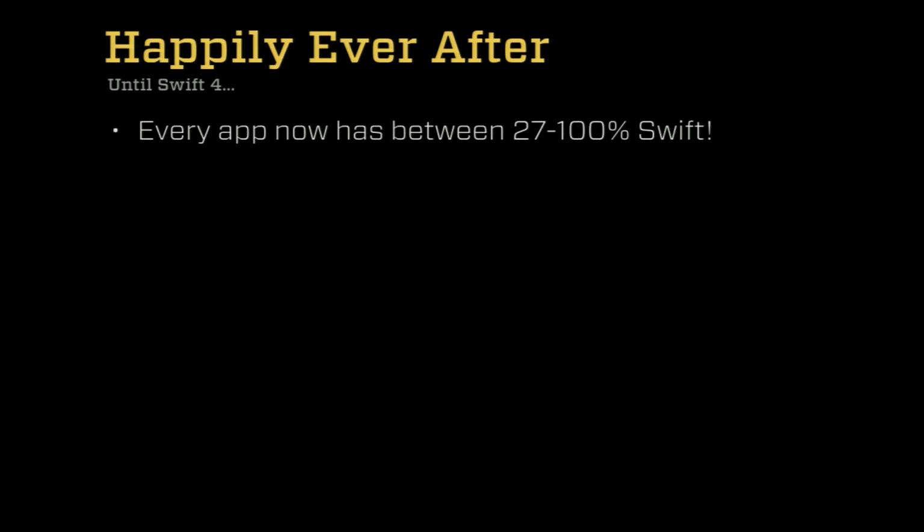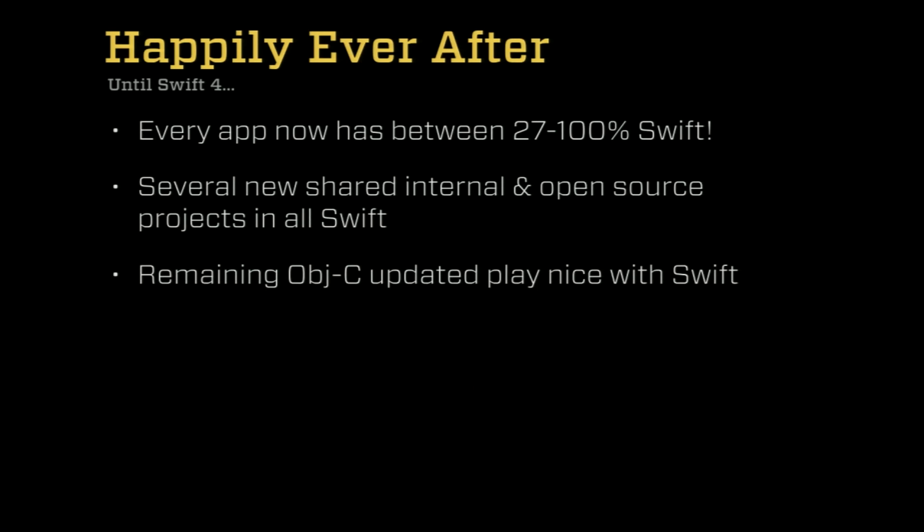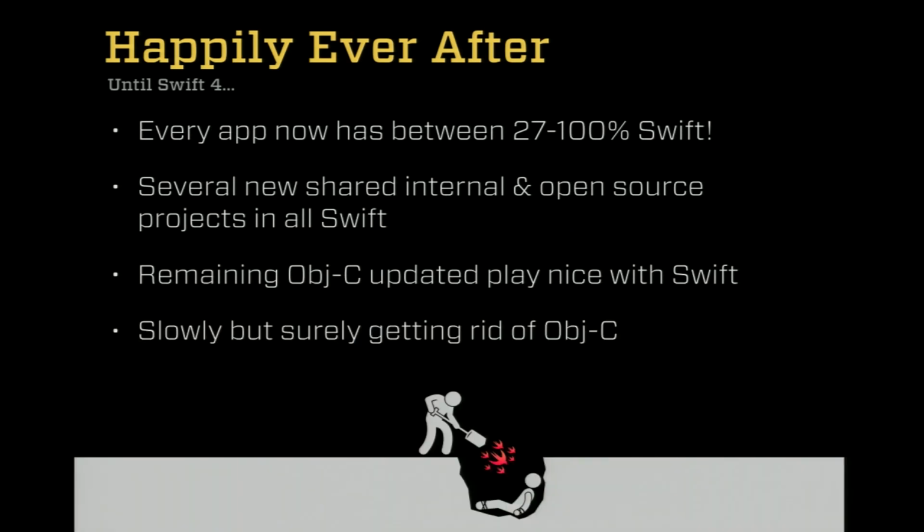So happily ever after until Swift 4. So the nice thing is now all of our applications are anywhere between 27% and 100% Swift. We have a couple of apps, the retail ones, that are 100% Swift. We have a handful of new open source and internal libraries that are 100% Swift. We've mixed in some Swift into our Objective-C libraries as well. All of our Objective-C that is still in the apps, we refactored to make it play nice with Swift, so add in nullability, add in lightweight generics, all that stuff. And slowly but surely, we are shoveling the Swift onto Objective-C's body until it is gone from our sites forever.